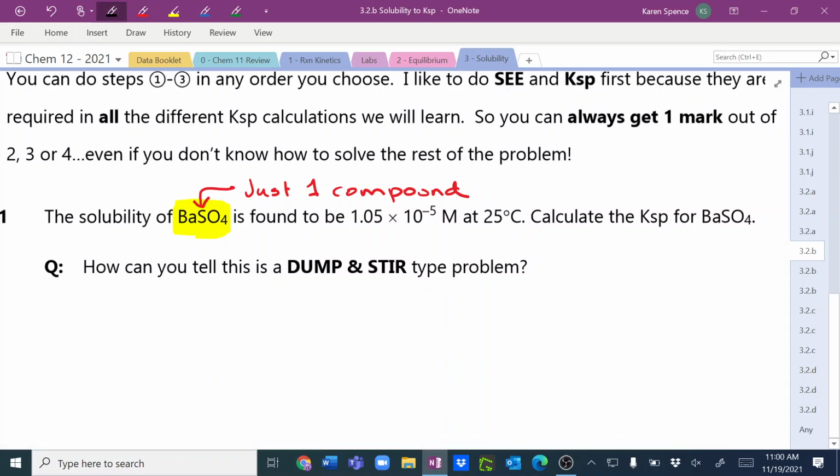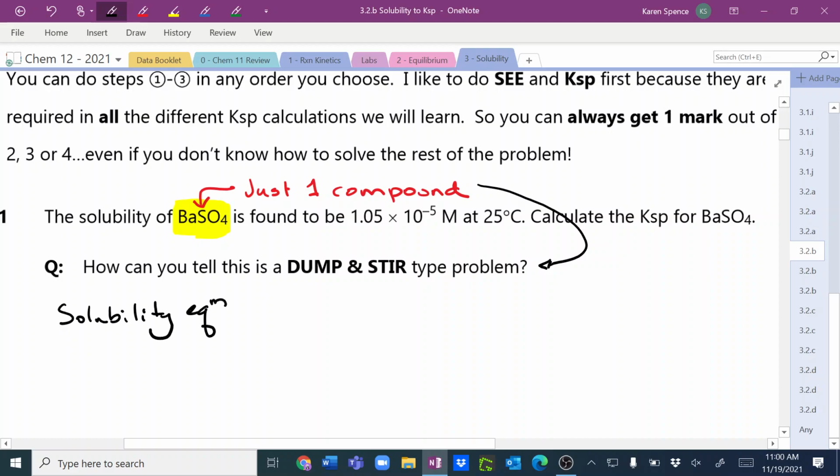Calculate the KSP. What is the first thing we're going to do? We're going to write the solubility equilibrium equation. And we're going to refer to that so often that I'm going to call it the SEE. What would the solubility equilibrium equation for barium sulfate be? See if you can write it yourself. And then if you can do the next step as well, you can write the KSP.